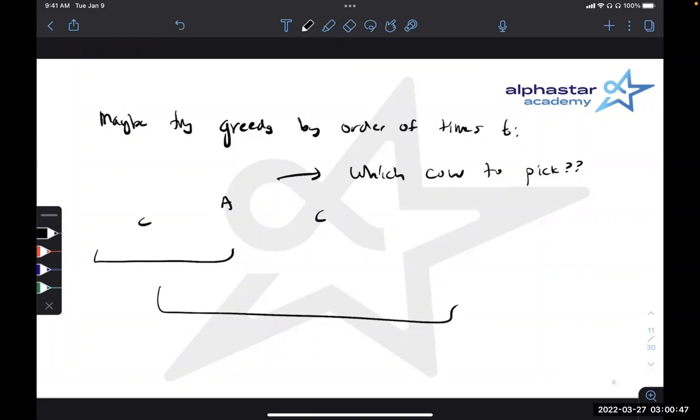And you don't necessarily always want to pick the leftmost or rightmost, because you could find a case where there's more apples here and more apples here at a future time. You would not want to pick the wrong cow or set of cows.